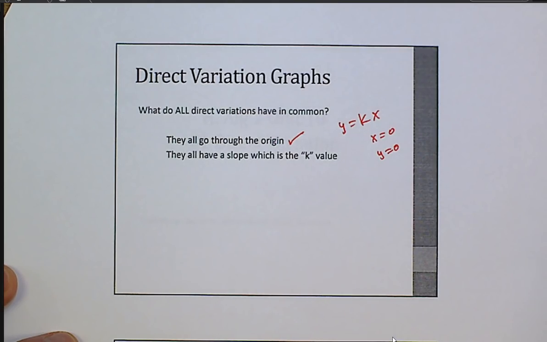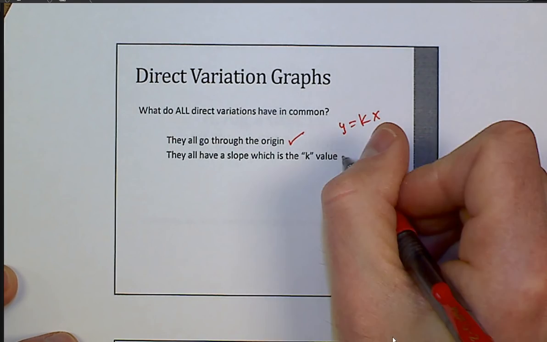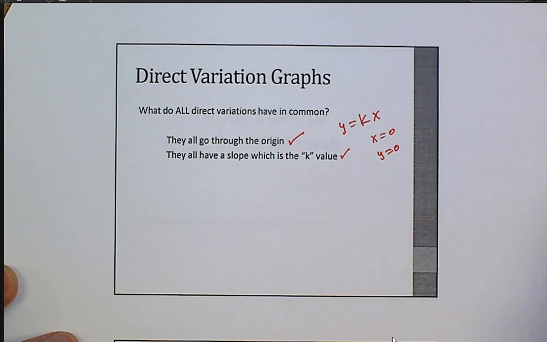And they all have a slope, which is the k value. Again, we talked about that already. So those are the two things in terms of graphing that will hold true forever.